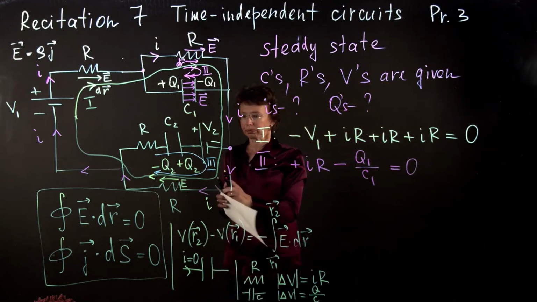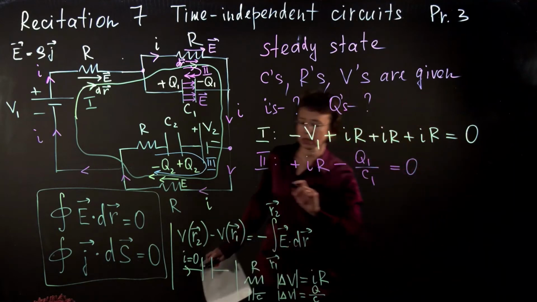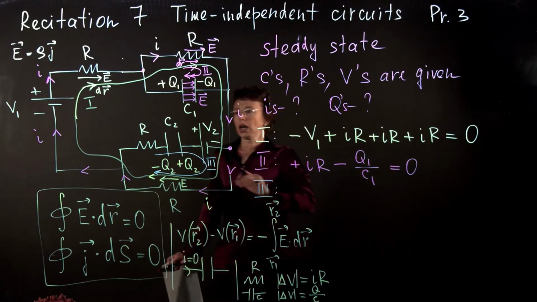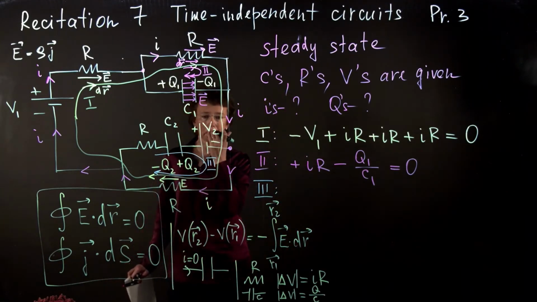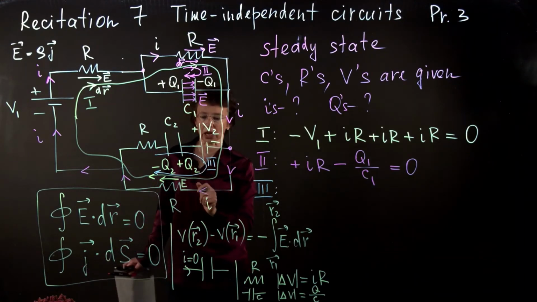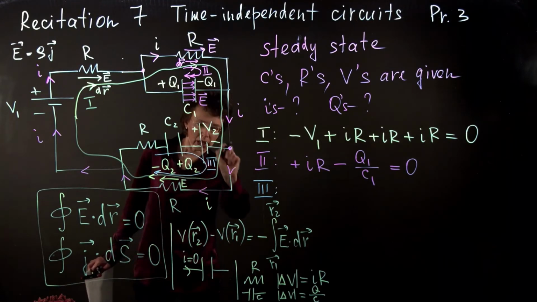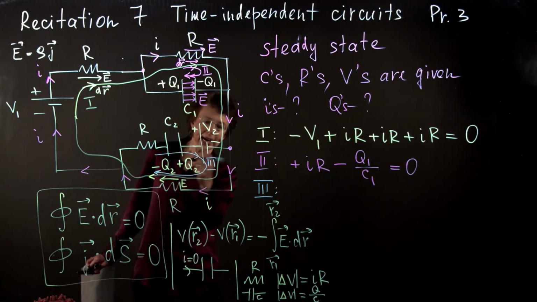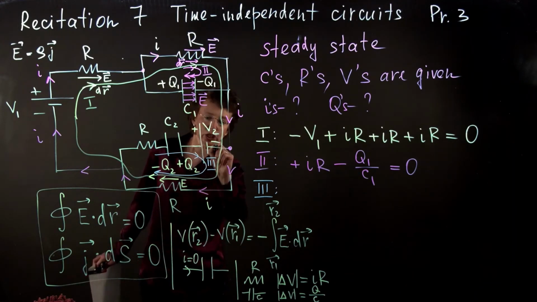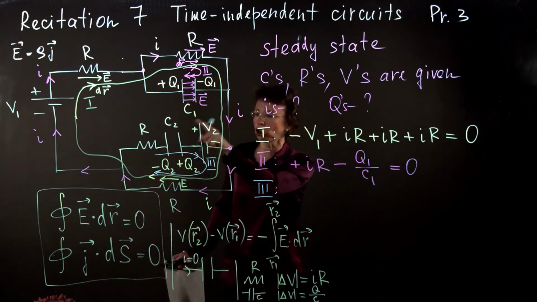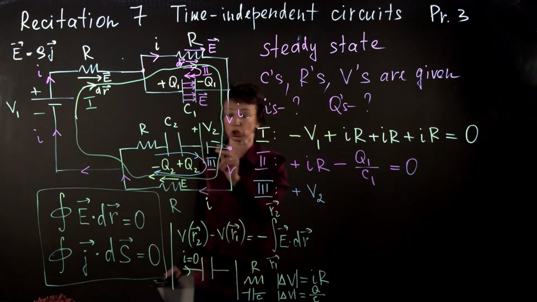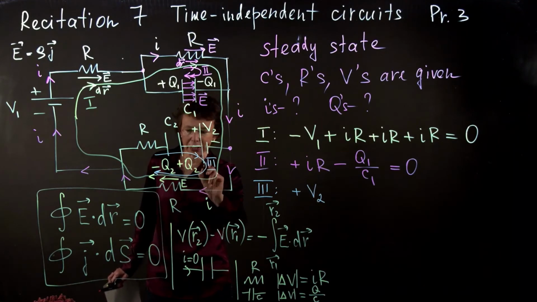Now we need loop 3. For loop 3, I will use blue. Where is loop 3? Right here. Where do we want to start? I like to start with the battery. Why? I don't know. Let's start with the battery. So we are moving in clockwise direction. My dr is to the right. Voltage change across the battery is from plus to minus. Negative change in voltage means positive change in E dot dr. I put plus V2. V2 is magnitude.